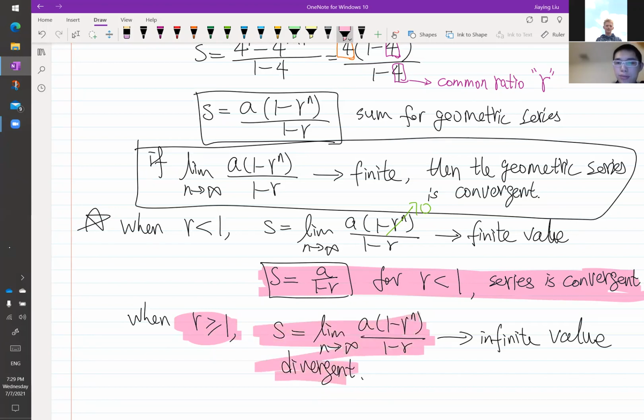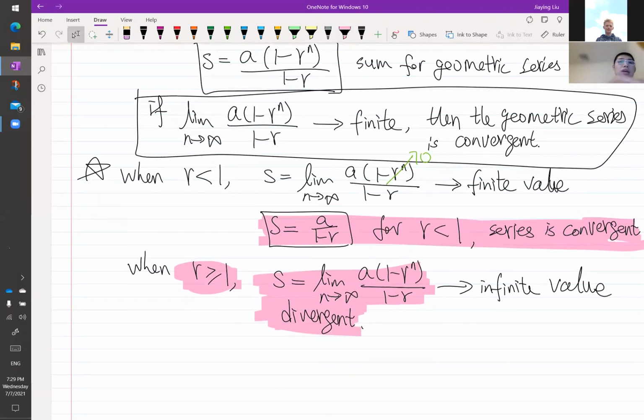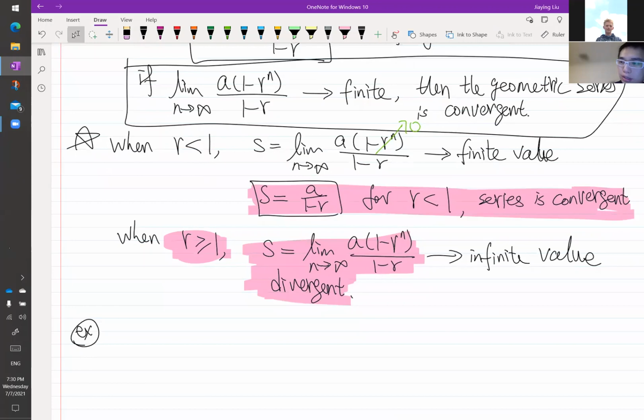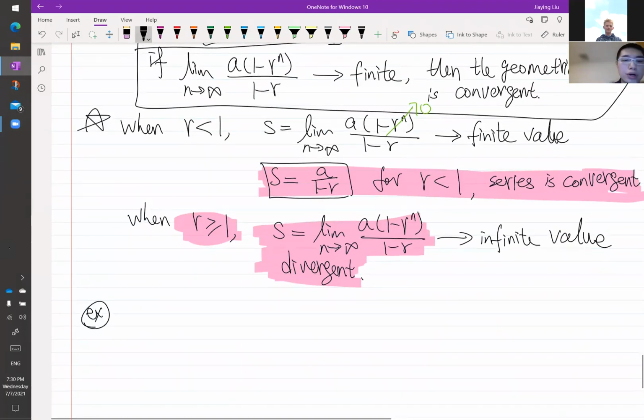So you can look into the book. The formula is also in the book. Whenever we have a geometric series, we can just compare the r value without going through the partial sums. For example, well, we didn't finish the example earlier.